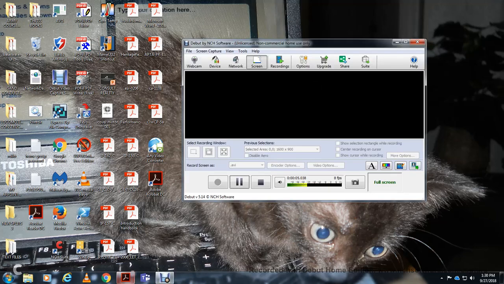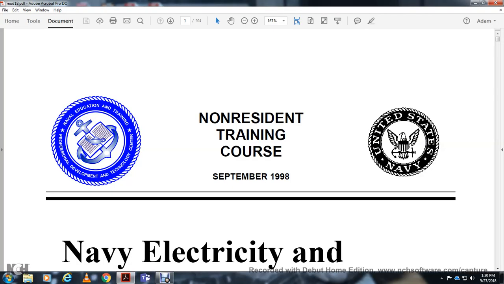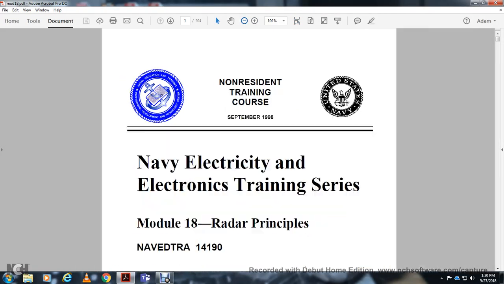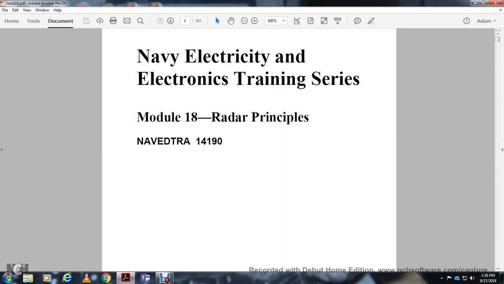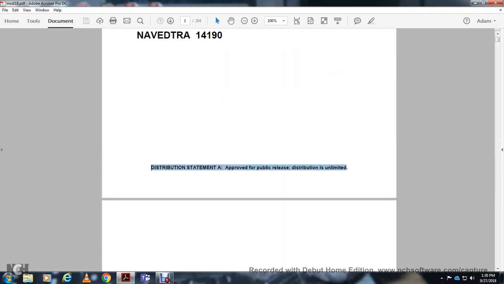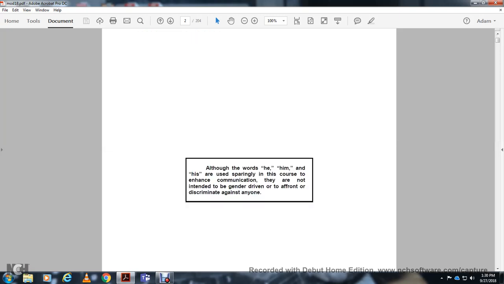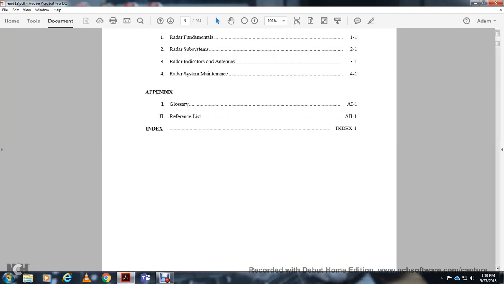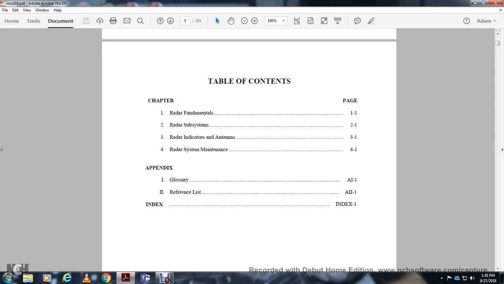Alright, Non-Resident Training Course, September 1998. Navy Electricity and Electronics Training Series, Module 18, Radar Principles, NAVEDTRA 14190. Distribution Statement: Approved for public release; distribution unlimited. Chapter 1, Radar Fundamentals. Chapter 2, Radar Subsystems. Chapter 3, Radar Indicators and Antennas. Chapter 4, Radar Systems and Maintenance.